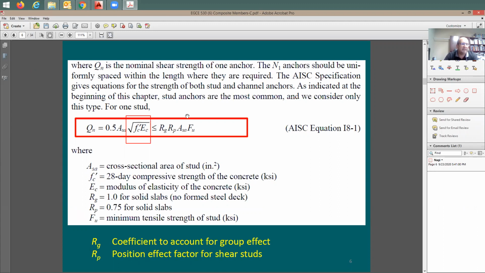The other factor here is about the steel itself. I'm not talking here about the steel of the steel beam. I'm talking about the steel of the stud itself. So this section is about the concrete. This equation is about the concrete strength. And this equation is about the stud itself. So it is the cross-section area of the stud multiplied by F sub U multiplied by two factors. One of them accounts for the group, and the other one accounts for the position. So R sub G is the group effect, and R sub P is the position effect.